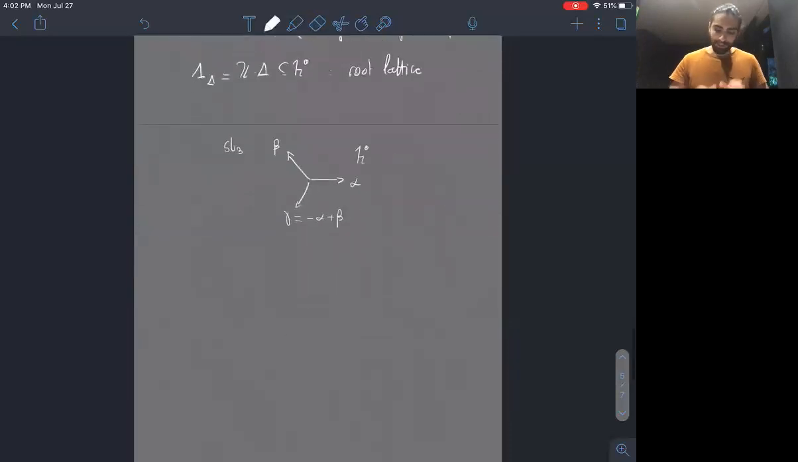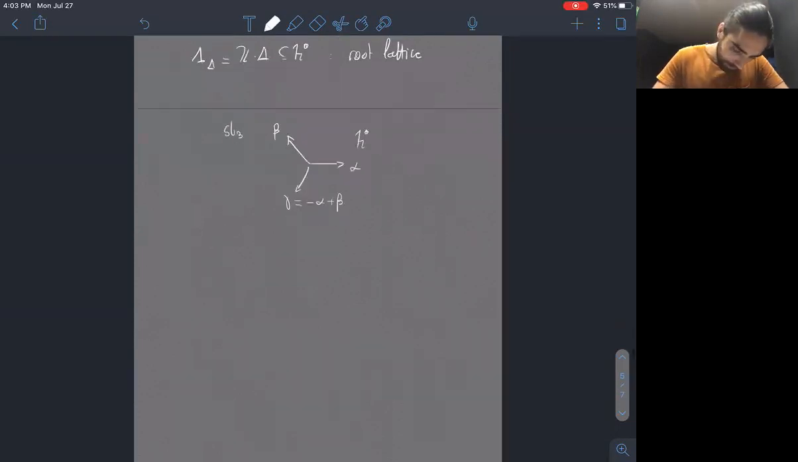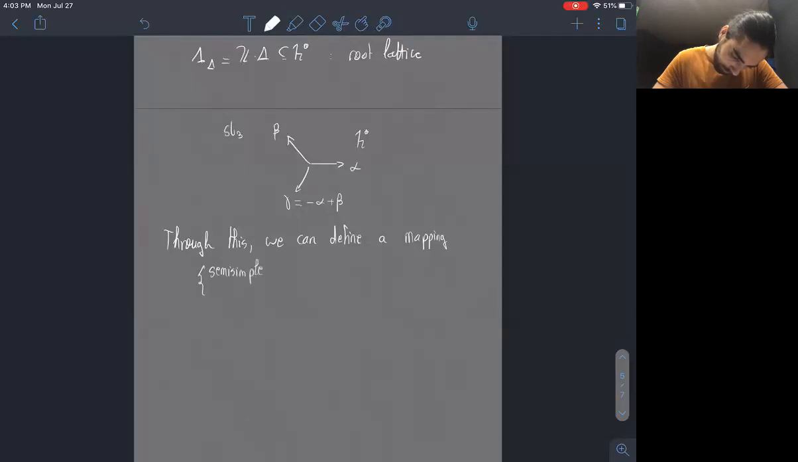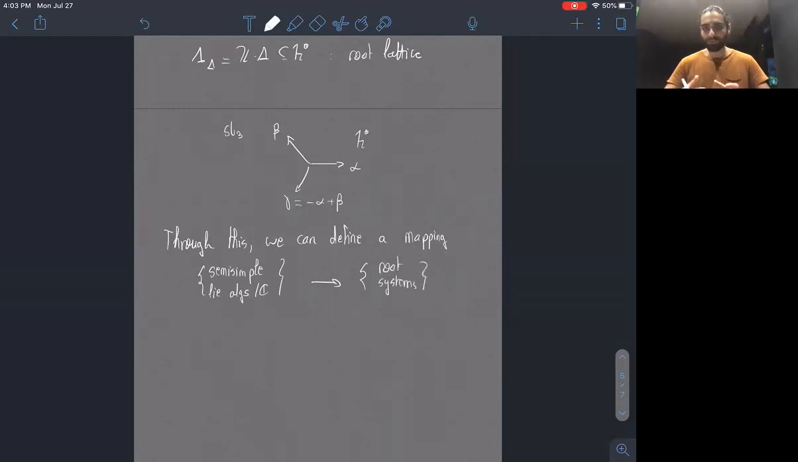And essentially what we've done here is we've taken a Lie algebra, and by defining the set of roots and giving H star an inner product structure, we've obtained a combinatorial structure. So through this, we can define a mapping from semi-simple Lie algebras over C into the collection of root systems with an appropriate notion of isomorphism.